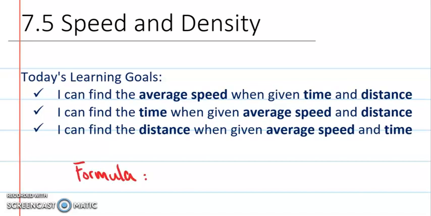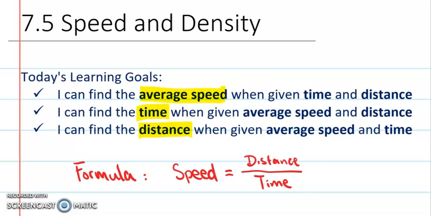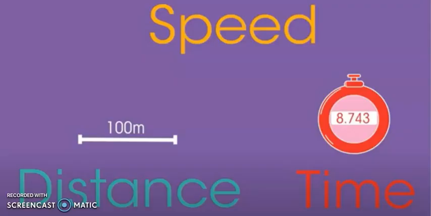We are going to be using one formula to solve for three possible unknowns. The first case, we could be solving for speed, we could be solving for time, or we could be solving for distance. Throughout the lesson, we're going to look at this formula: speed is equal to distance divided by time. So what exactly is speed?